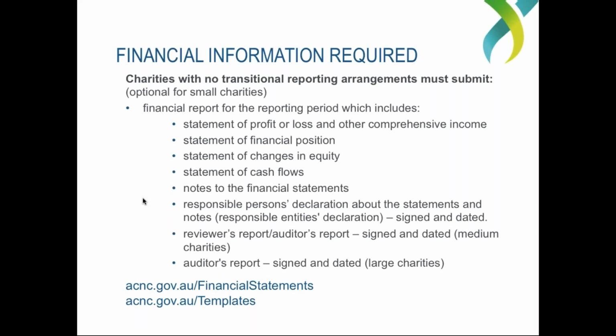Within the financial report that you do upload to the annual information statement, they must include a few details, and they're listed on the screen here. So it's got to have a statement of profit or loss and other comprehensive income, the financial position, it's got to include changes in equity, cash flows, and notes to the financial statements. There must be a responsible person's declaration about the statements and the notes, signed and dated, and a reviewer's report or an auditor's report, which is signed and dated.